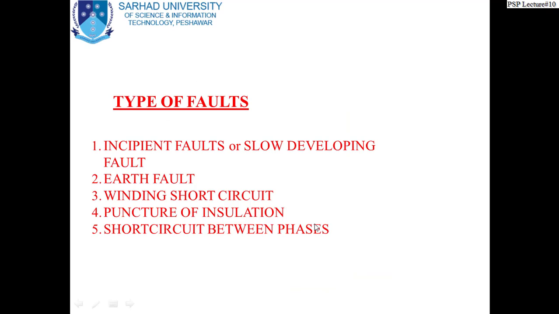Types of fault: incipient fault or slow developing fault, earth fault, winding short circuit, puncture of insulation, short circuit between phases. These are faults which are not normally detected by the other protection provided, that is overcurrent protection or differential protection. So these faults are attributed only to this particular Buchholz relay.